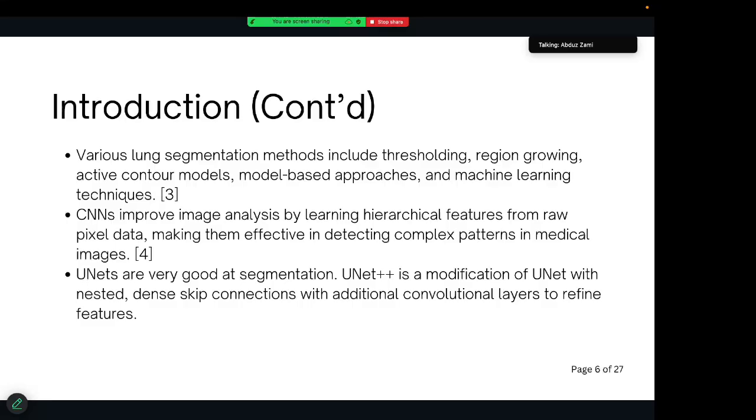Various methods have been proposed by researchers that include thresholding, region growing, active contour models, or, more recently, machine learning approaches, and CNNs are actually the best among them. UNet is a very famous architecture for segmentation, especially in medical imaging. And UNet++ is a modification of the standard UNet. It has more nested, dense skip connections and additional convolutional layers to refine features more perfectly.